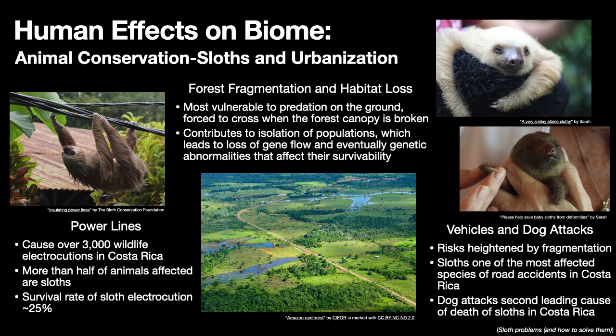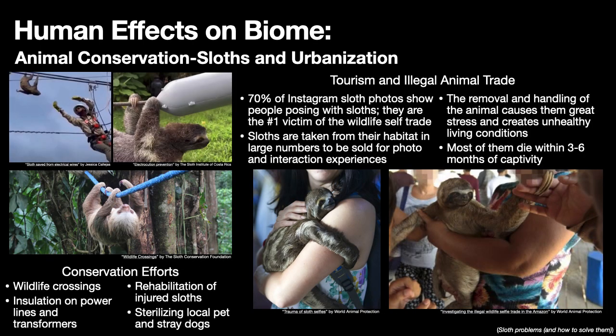Sloths are threatened by the presence of power lines, roads and vehicles, and dogs. Forest fragmentation and habitat loss worsen these issues as they force the animal to enter urbanized areas. Forest fragmentation leads to genetic isolation of populations, resulting in inbreeding and genetic abnormalities that may affect the animal's survivability. Sloth populations are threatened as they are removed from the wild and sold for photo or interaction experiences, resulting in unhealthy and stressful living conditions for the sloth, which cause most to die within 3 to 6 months of captivity. Sloth conservation efforts include rehabilitation and rescue, wildlife crossings, power line covers and insulation, and more.